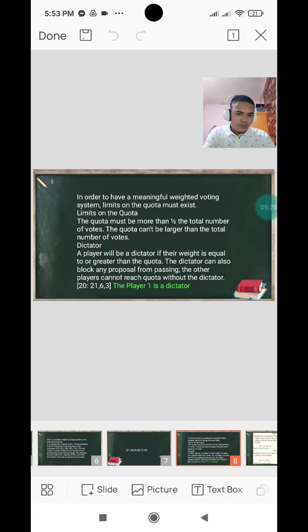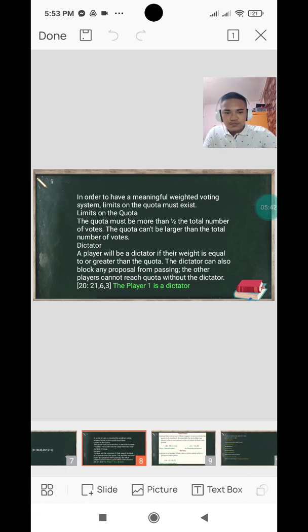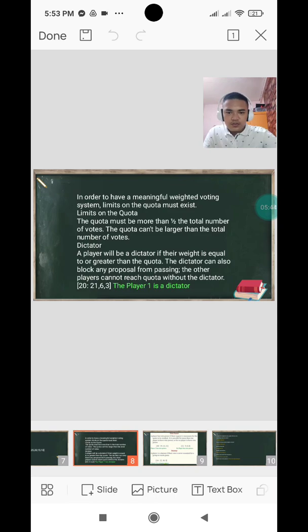So, example: 20, 21, 6, 3. The answer is that player 1 is a dictator because the other players cannot block player 1. So, player 1 is a dictator. That's our first example.